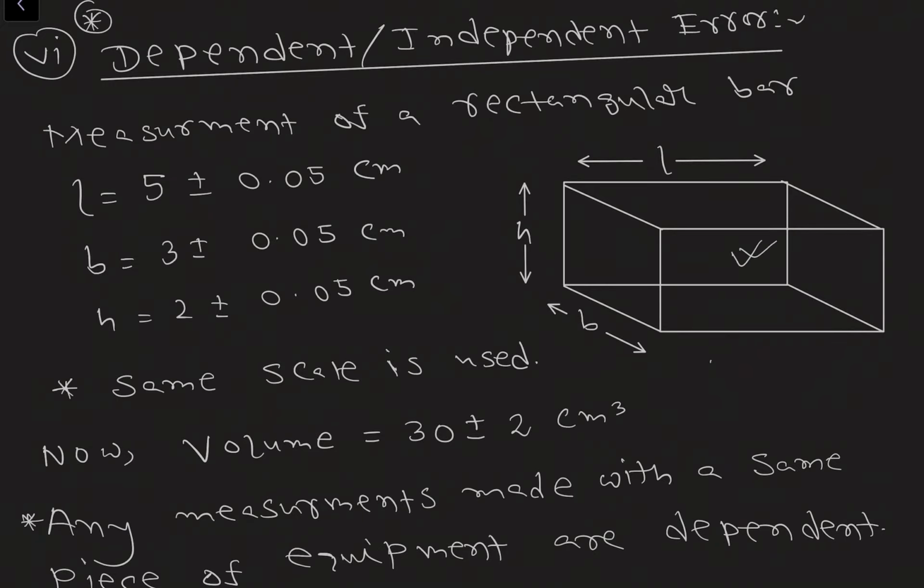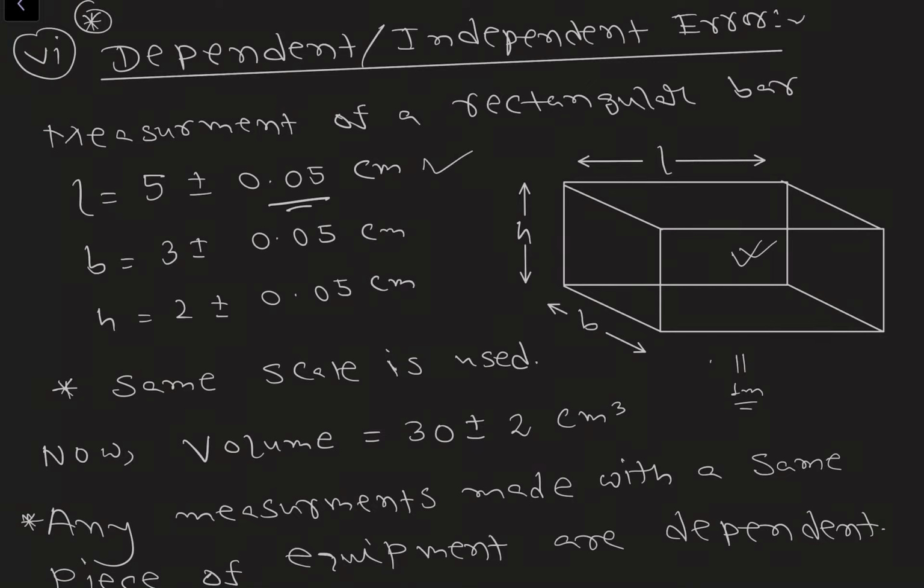So for example, assume that we are measuring this rectangular bar. We are using the same centimeter scale to measure the length, breadth and height of the bar. The smallest division of the scale was 1 millimeter. So we get length as 5 plus or minus 0.05 centimeter. We are writing here the instrumental error.